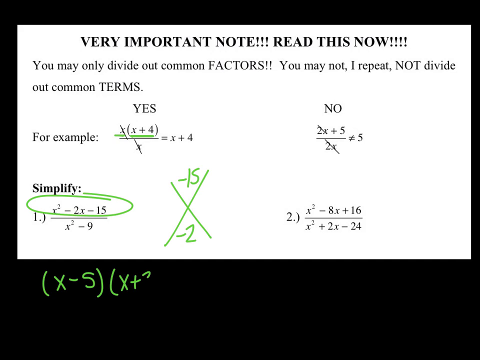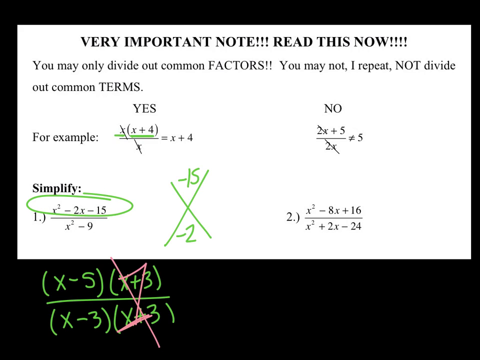In the bottom, what multiplies to get you negative 9, adds to get you 0, because that's technically that middle term. It's the difference of squares, x minus 3 and x plus 3. So, x plus 3 and x plus 3 equal 1, and they cancel out. So this expression just is simplified to x minus 5 over x minus 3.